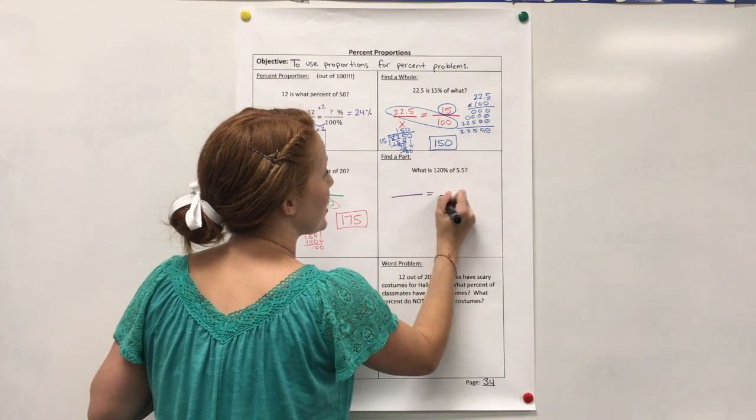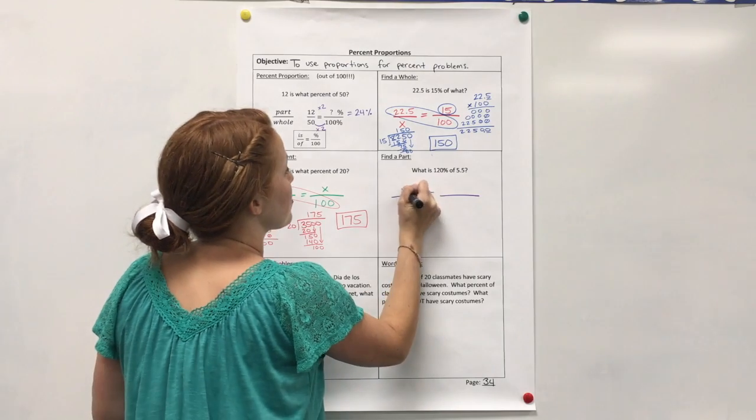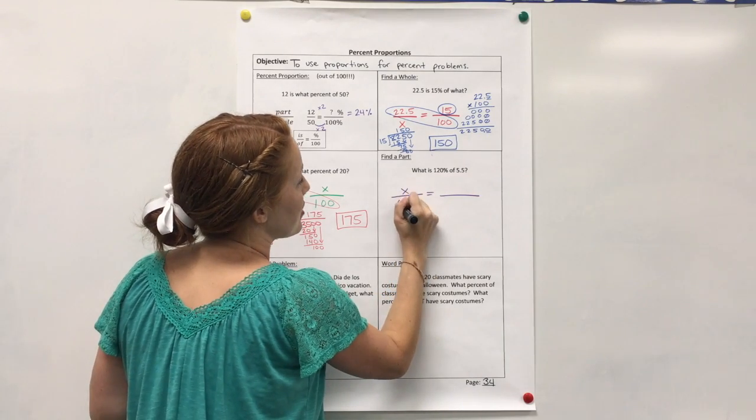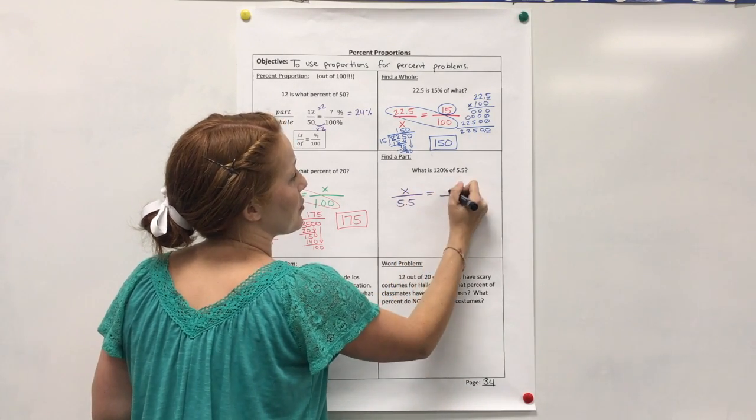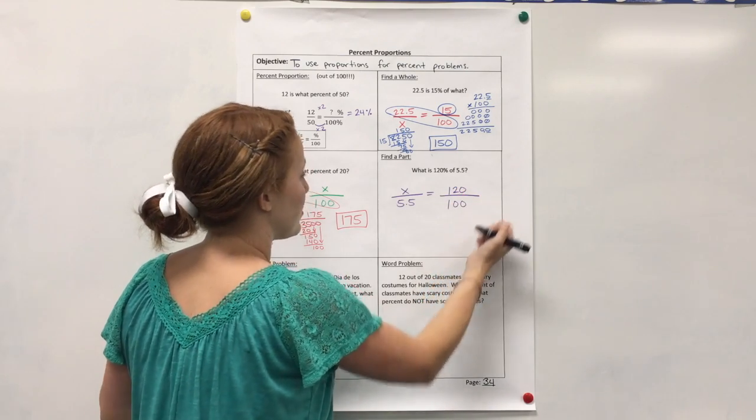Setting up the proportion is what is. So I don't know the is. So there's my x. Of is 5.5. The percent is 120% out of 100.